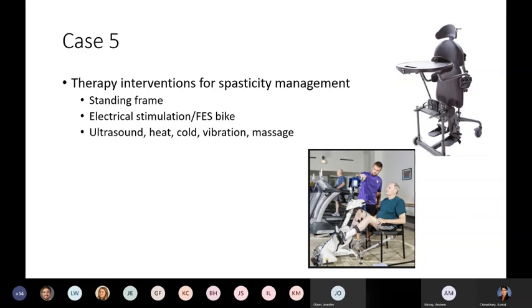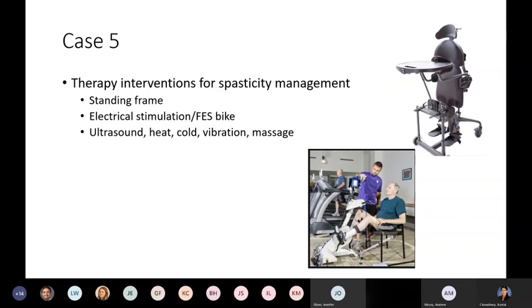And then other modalities with therapy or at home that may be helpful, again, at least giving a little bit of short-lived relief from spasm or tone: heat, cold, use of vibration or massage, use of therapeutic ultrasound. So all additional things you could think of on top of medication or other interventions for spasticity management.